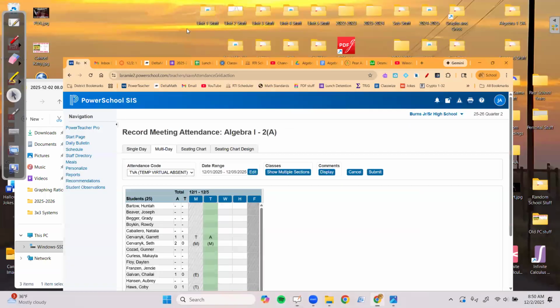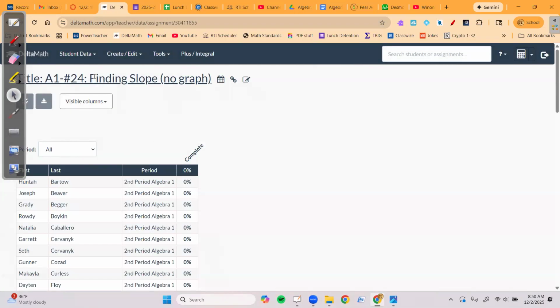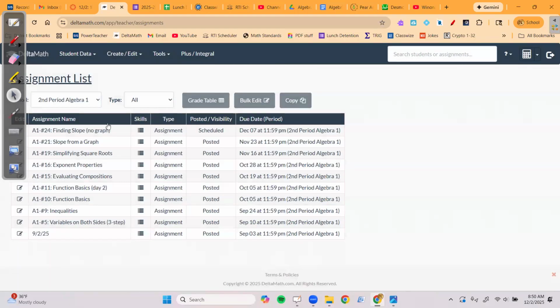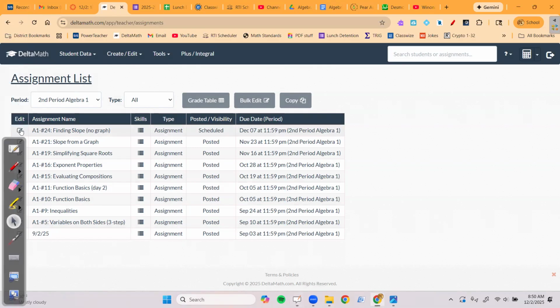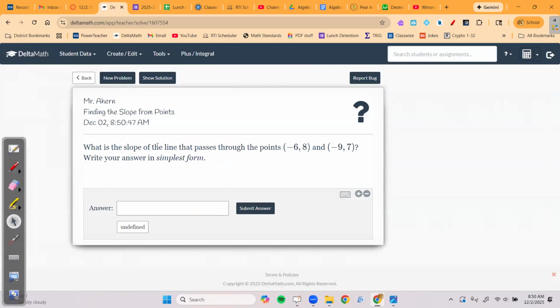Let me show you real quick if I still have it up. Assignment. So you see how there's a lot of words. So it's not going to be any different than what I'm teaching you. I'm just not going to write all those words every time. So what is the slope of the line that passes through the points, blah, blah, blah. And then it's going to say in simplest form. That just means to make sure that you reduce all your answers.